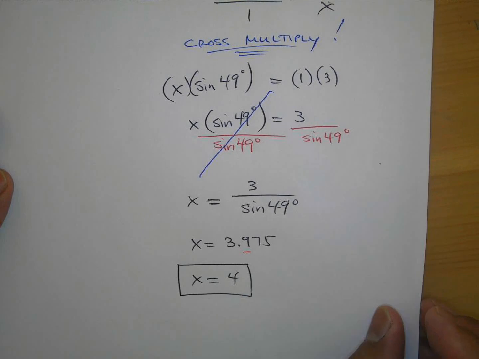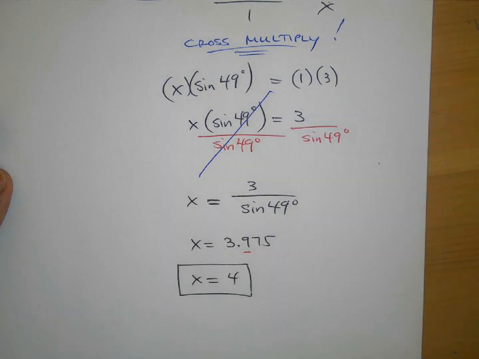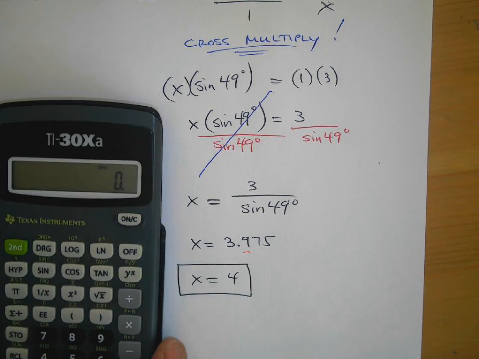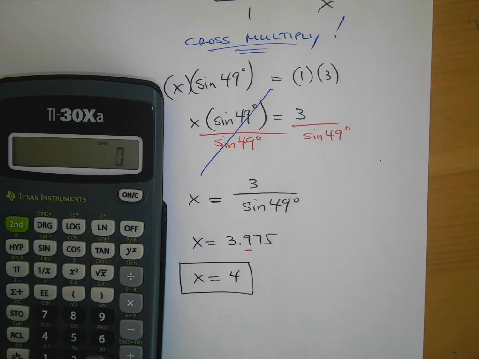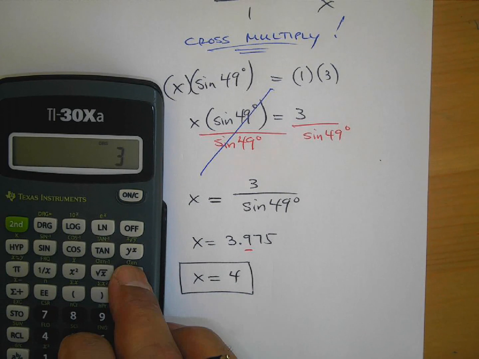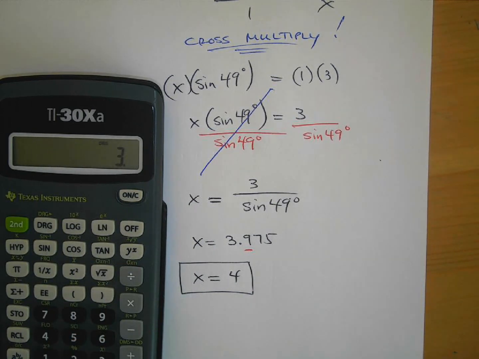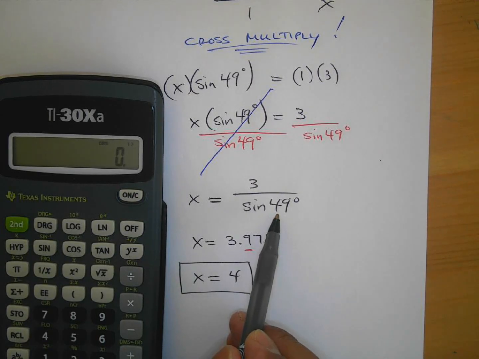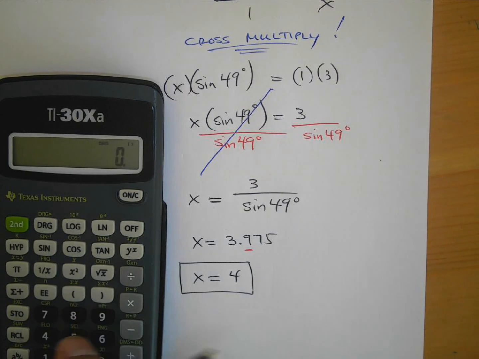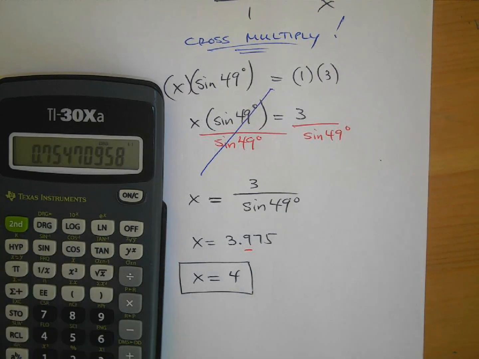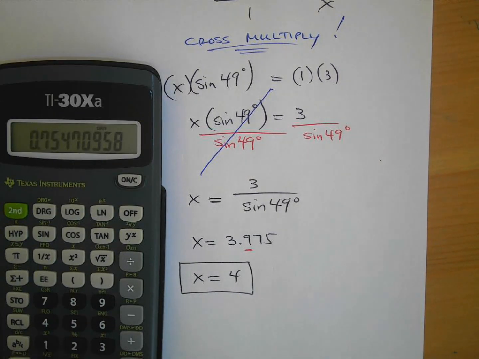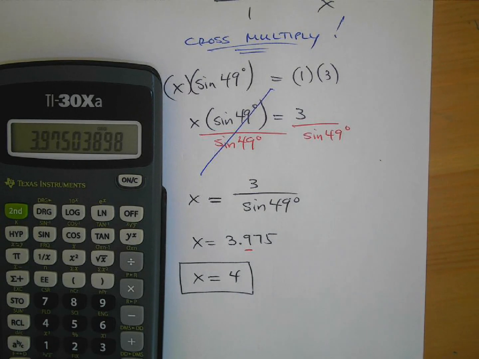Okay, let's see another one quickly. Another similar example like this. If you have the other calculator that works the other way, you would have to do what? 3, then it's divided by. And then again, this is where you definitely would want to use the parentheses, right? The open parentheses. And remember, this is the one where you got to put the angle degree first. 49 sine. Close the parentheses. And then hit the equal sign. There it is, 3.975.